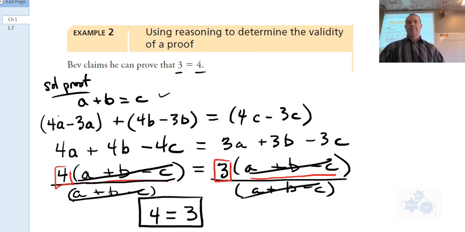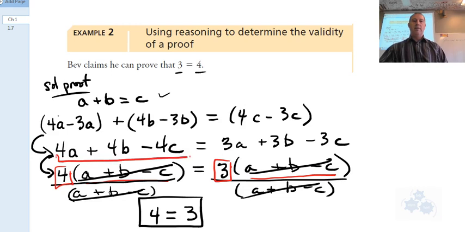Yes? When he switched around the numbers, he didn't balance out the equation. Okay, when he switched around the numbers, do you mean from this step to this step? No, from this one to this one? Yeah, that step to that step. Okay, so let's take a look at that.